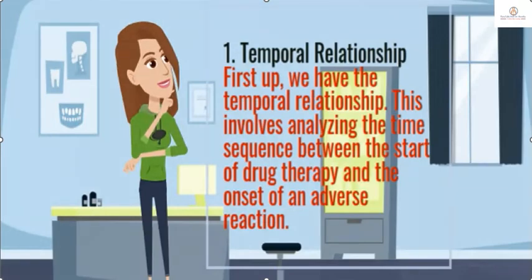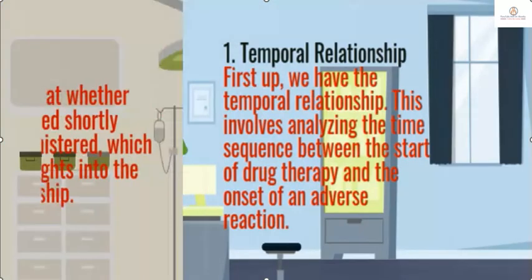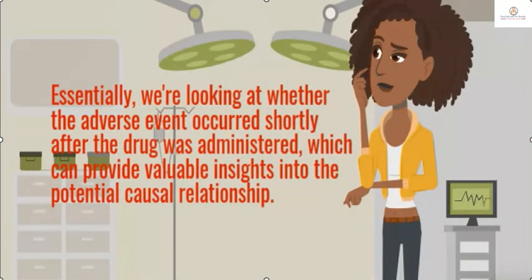1. Temporal relationship. First up, we have the temporal relationship. This involves analyzing the time sequence between the start of drug therapy and the onset of an adverse reaction. Essentially, we're looking at whether the adverse event occurred shortly after the drug was administered, which can provide valuable insights into the potential causal relationship.